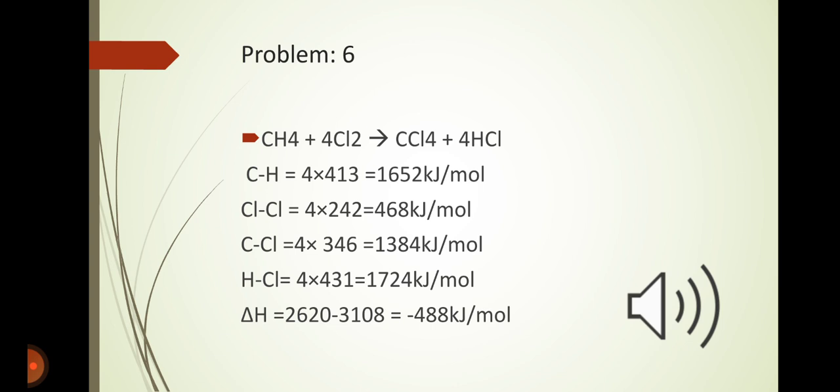So now change in enthalpy of the reaction is equal to the bond energy of the reactants, 2620, minus the bond energy of the products, 3108, which is equal to minus 488 kilojoule per mole. Again the minus sign indicates that the reaction is exothermic.